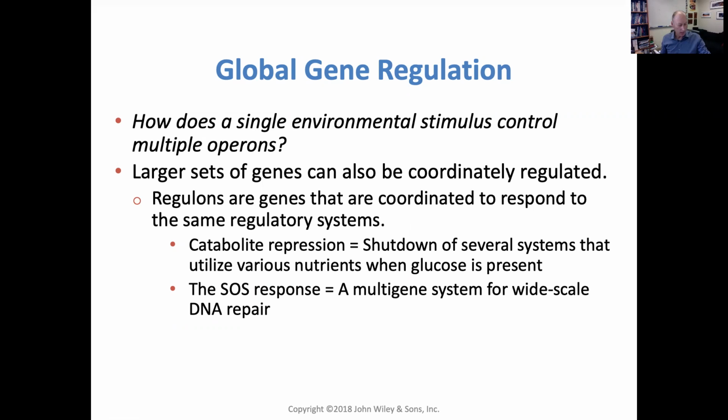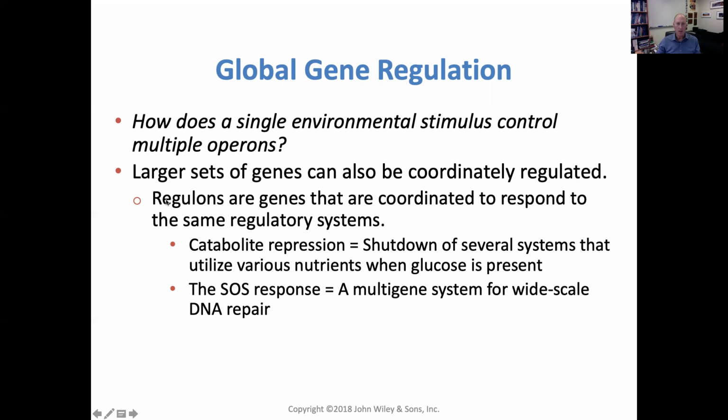But in fact, a lot of regulatory systems in bacteria have a single regulatory protein, a single transcription factor, lac repressor, trp repressor, or whatever, but there are multiple different promoters that they can regulate. And so there's more than one of these molecules floating around in the cell, and they are able to coordinate to regulate whole sets of genes that can be in multiple places on the chromosome. So this is what we call global gene regulation.